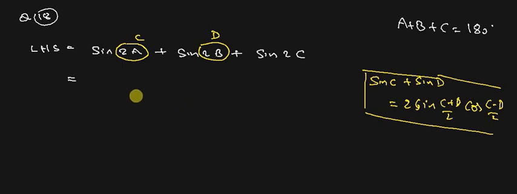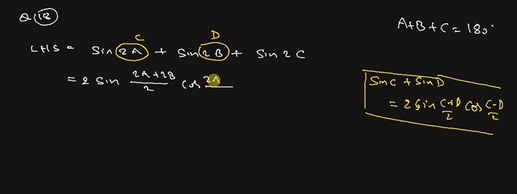Okay, so 2 sin of c plus d, c plus d means 2a plus 2b by 2. 2 sin (c plus d) by 2, and cos (c minus d) by 2, so 2a minus 2b by 2, and keep the term same, sin 2c. There is no change in this term, right?